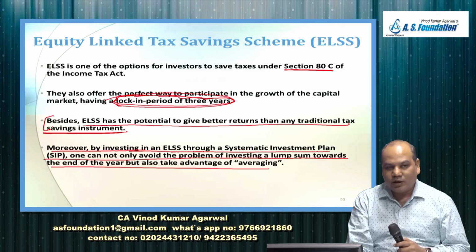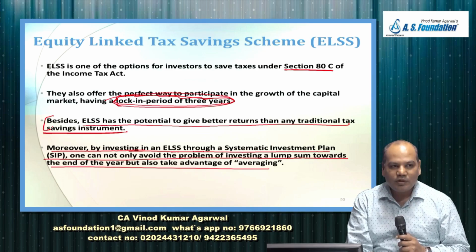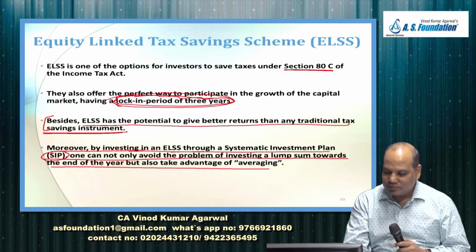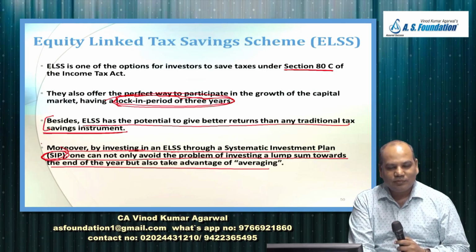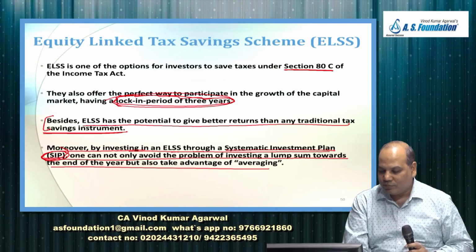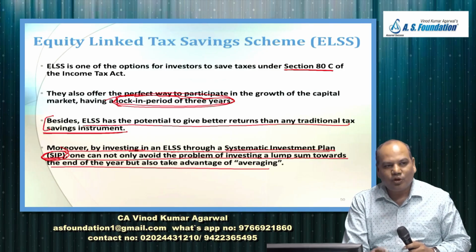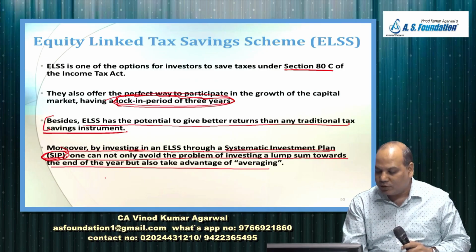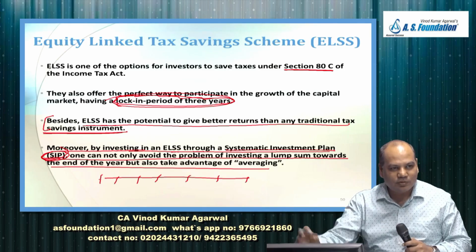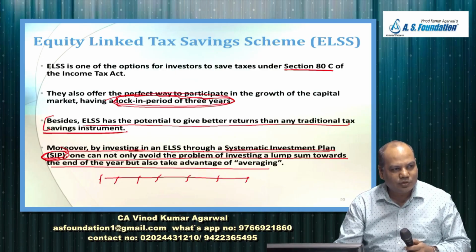Moreover, by investing in ELSS through a systematic investment plan, SIP, systematic investment plan means periodic investment in a mutual fund scheme. It promotes saving habit among the investor. About SIP we will discuss a little later. It means periodic investment. So you can opt for 1 year SIP. So 12 times you have to pay a particular amount. You can stop the SIP in between. You can extend it also.